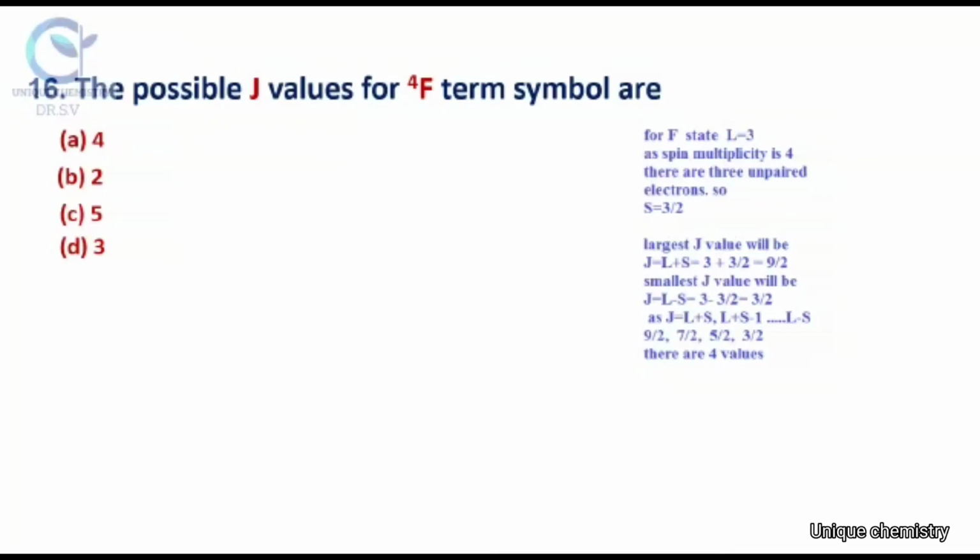As J is equal to L plus S, minus 1, up to L minus S. So 9 by 2 minus 1 is equal to 7 by 2, minus 1 is equal to 5 by 2, minus 1 is equal to 3 by 2. So in the range of 9 by 2 to 3 by 2, there are 4 values. So the option is A. A is a correct option.